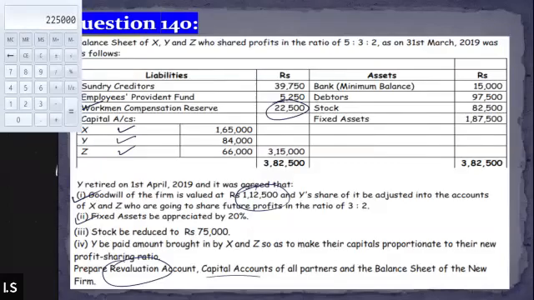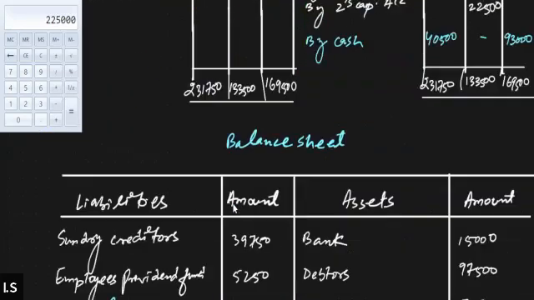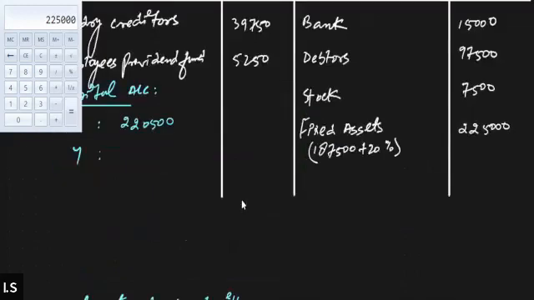And then only capital account balances are required to be written. So capital account balances were for X and Y. For X, the capital account balance is 2,20,500. And for Y, it is 1,47,000. Totaling this, we will get 2,20,500 plus 1,47,000. We will get 3,67,500.